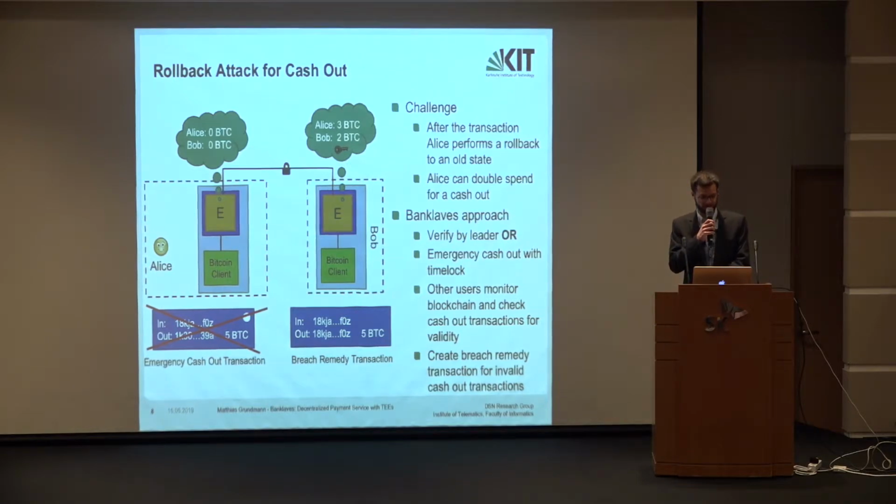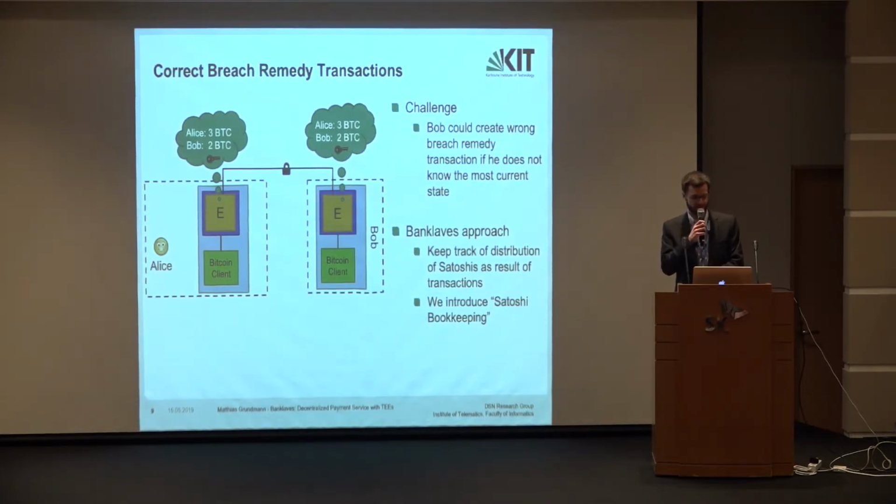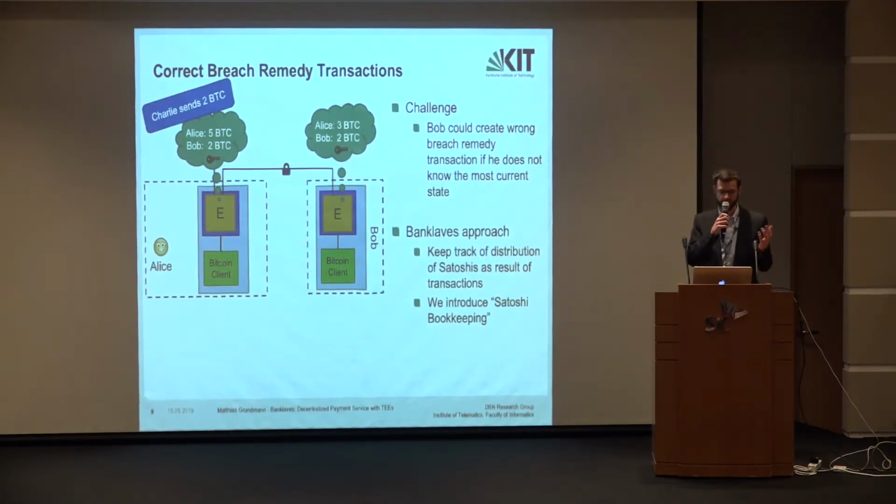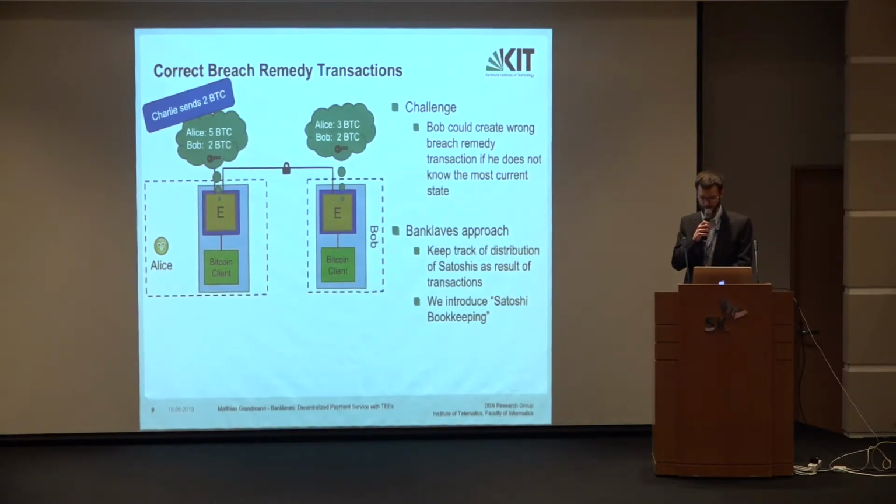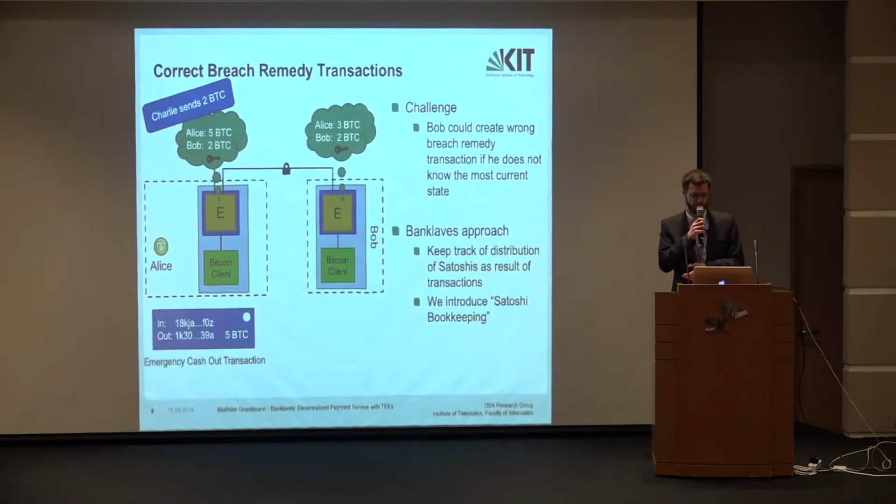However, we have a problem here, because let's look at the state again when Alice performed a transaction to Bob. Now let's say there is another person in the network, like Charlie, who sends 2 bitcoins to Alice. If she performs a cash out now, it is the same situation from Bob's point of view. So Alice has created a 5 bitcoin cash out transaction, and from Bob's point of view, she only owns 3 bitcoins. So now we have to distinguish those 2 situations, because in this scenario, the cash out transaction should be valid.